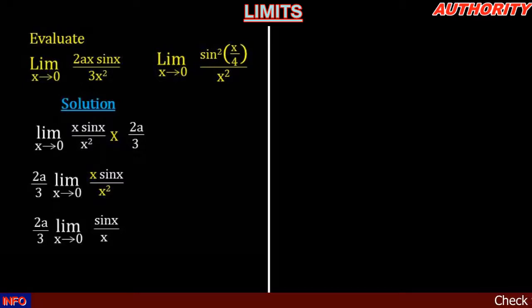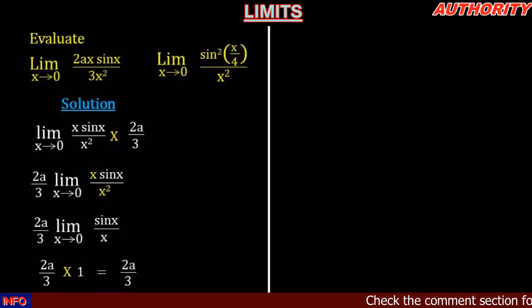And then anywhere we have limit as x approaches 0, sine x all over x, it is always 1. So here we have limit as x approaches 0, sine x all over x equal to 1. And then we have 2a all over 3 multiplied by 1, which is equal to 2a all over 3. So limit as x approaches 0, 2ax sine x all over 3x squared is equal to 2a all over 3. Now let's take a look at number 2.